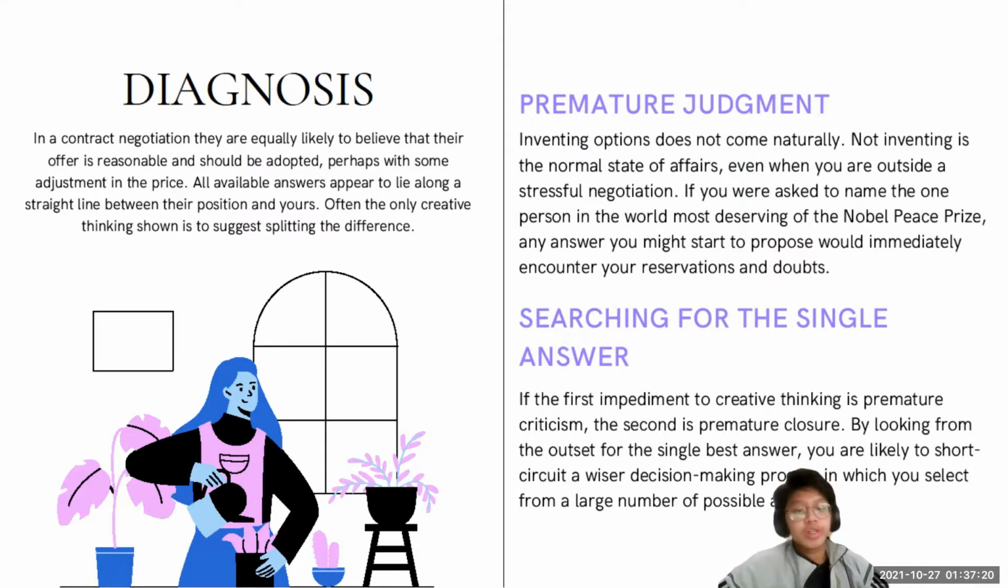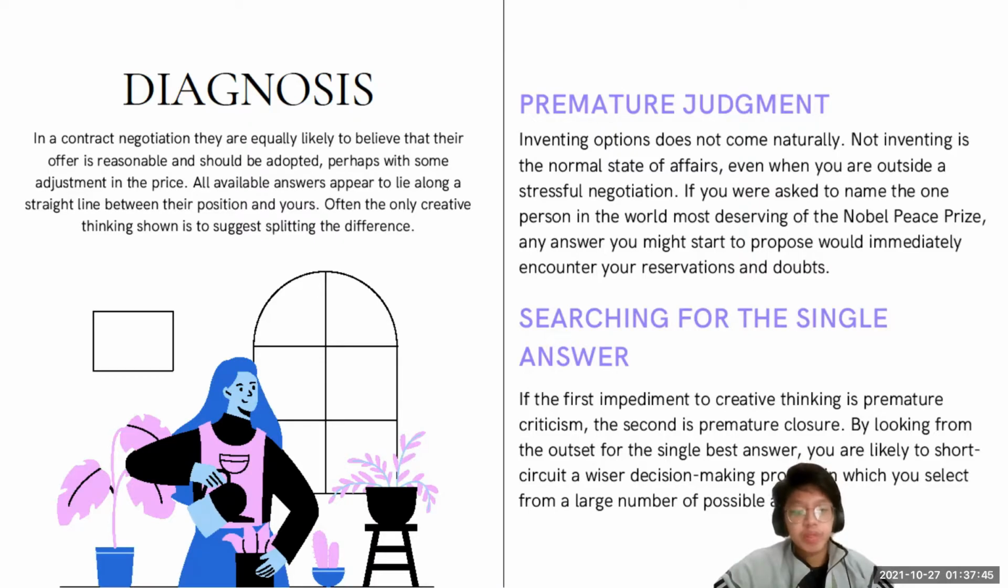In a contract negotiation, they are equally likely to believe that their offer is reasonable and should be adopted, perhaps with some adjustment in the price. All available answers appear to lie along a straight line between their position and yours. Often, the only creative thinking shown is to suggest splitting the difference. In most negotiations, there are four major obstacles that inhibit the advancing of an abundance of options.